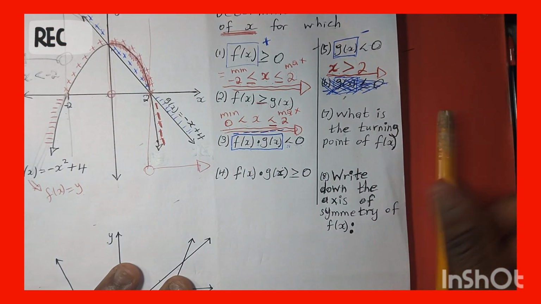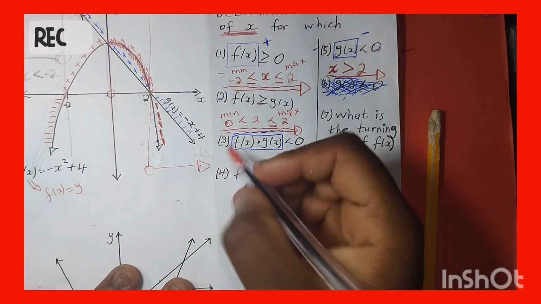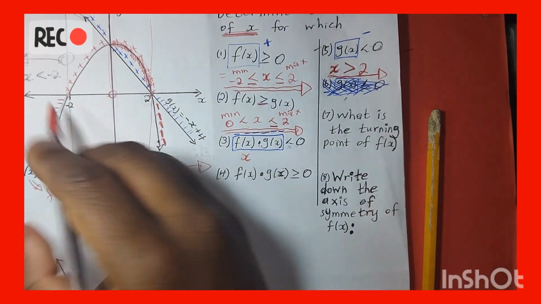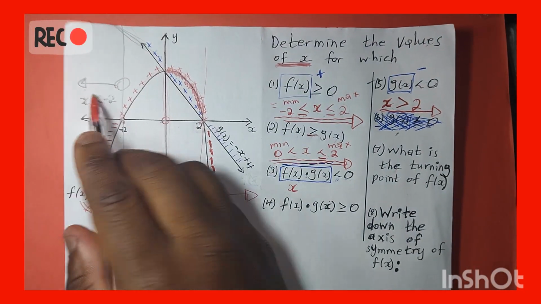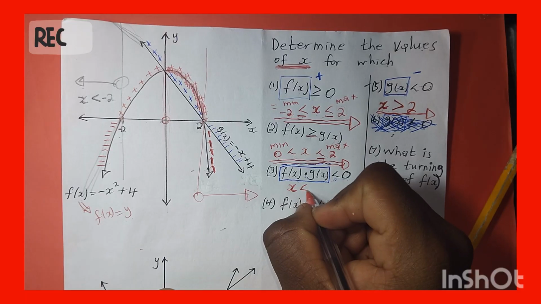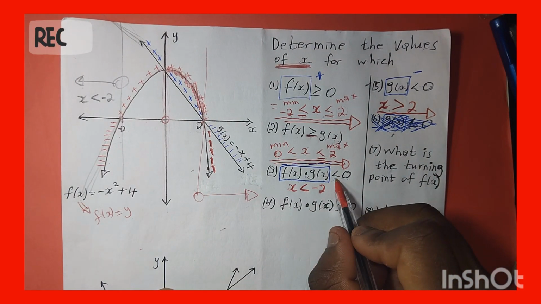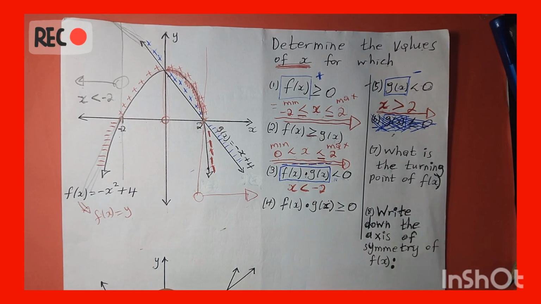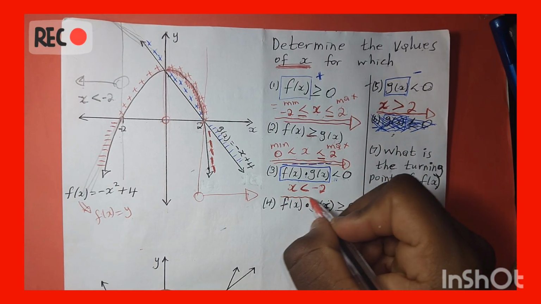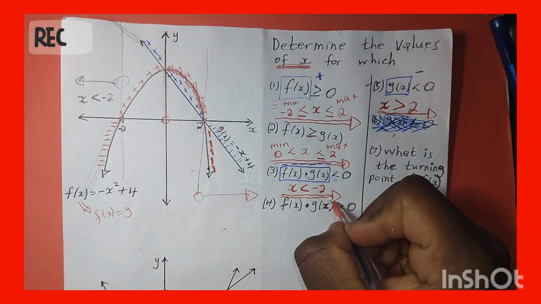So I can come and write it down: x, with that arrow, is less than -2. But here, because there is no equal, no need for me to put equal there. This one is my final answer.